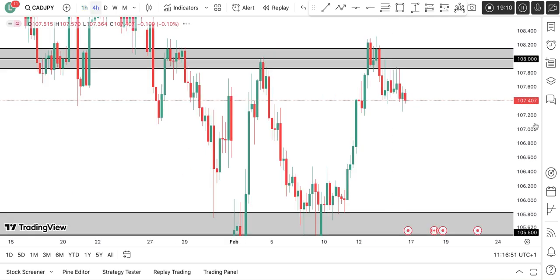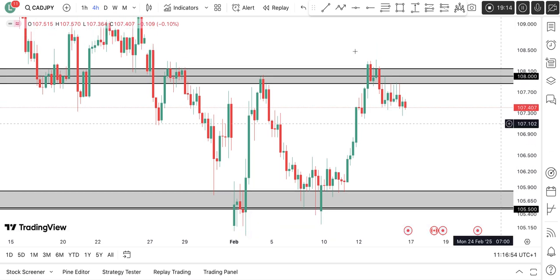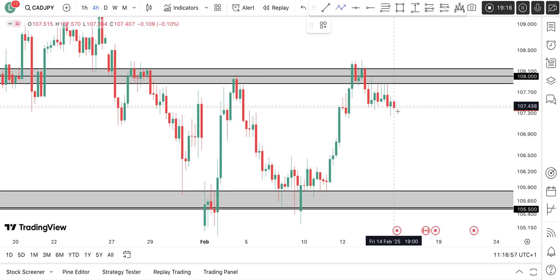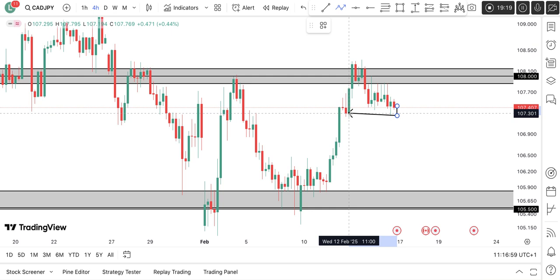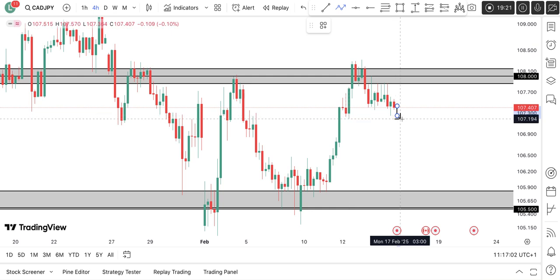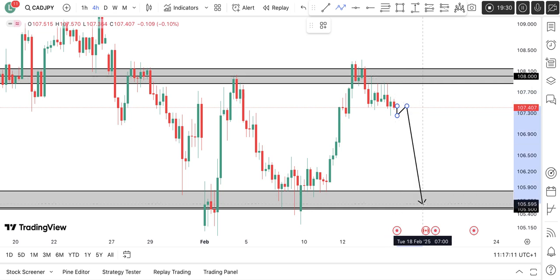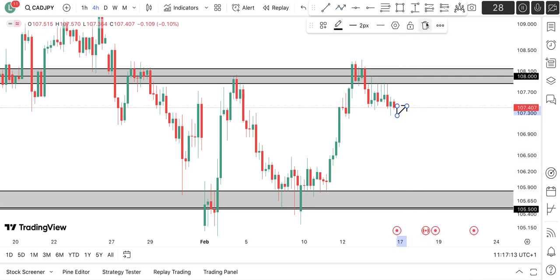I'll show you right here. If you're interested in getting in, all you have to do is this: wait for the market to break this low right here, this low. Wait for it to close below this low, and then set a sell limit right here, stop loss right above here, above the last high, and then take profits right here. It's as easy as that.